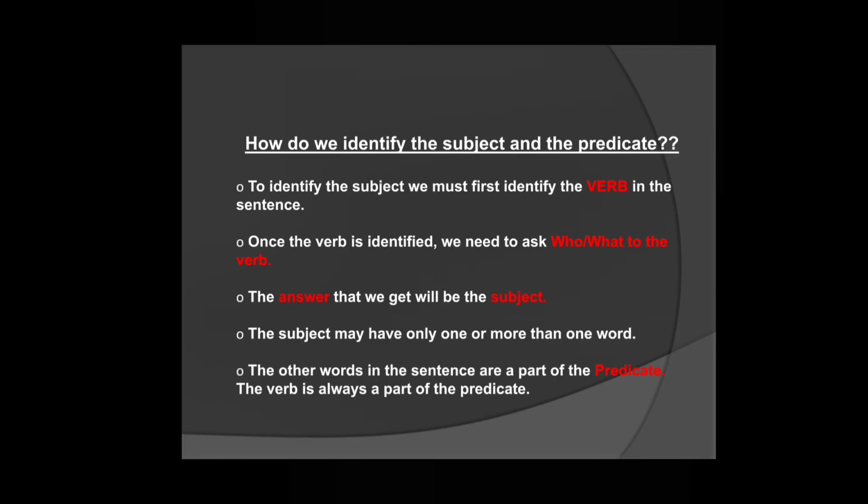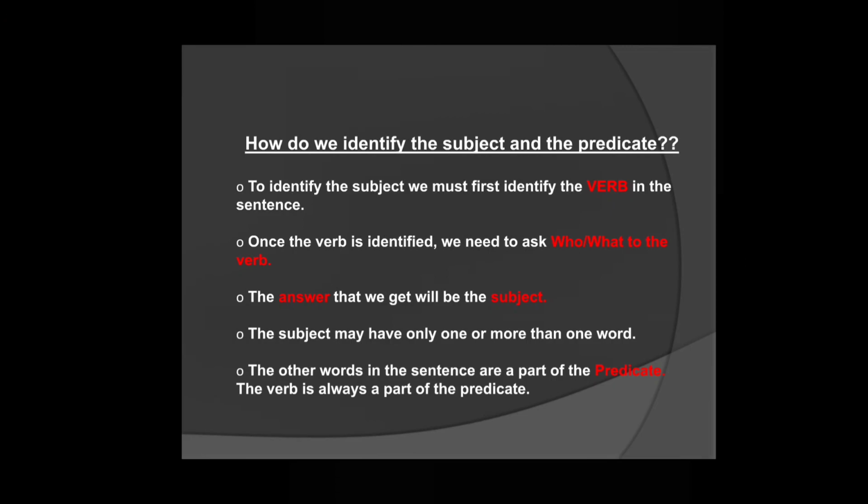And remember one more thing. The verb is always a part of the predicate, right? So, how to identify the subject? First, you have to identify the verb in a sentence. Then, by taking the verb, we have to ask the question who or what. The answer that you are going to get will be the subject of the sentence. And the rest of the sentence, including the verb, is your predicate.